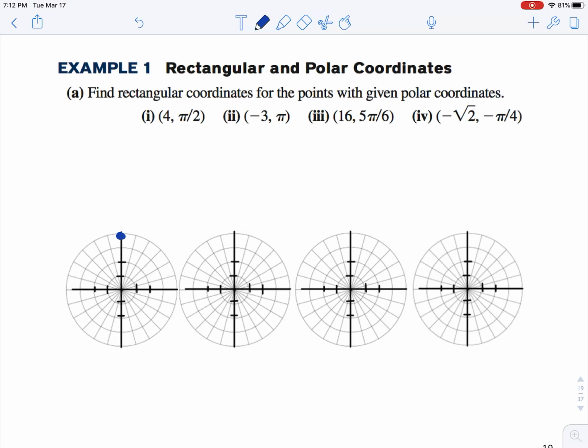If we are 4 units away from the origin and at an angle of pi over 2, that's right here, 4 units away, 1, 2, 3, 4, and then at an angle of pi over 2, so then that would be 0, comma 4. If we're at the point negative 3, comma pi, well, pi takes me over to here, but then this would be 4, 3, 2, 1, 0. Where would negative 3 be? We'll keep going. Negative 2, negative 3.